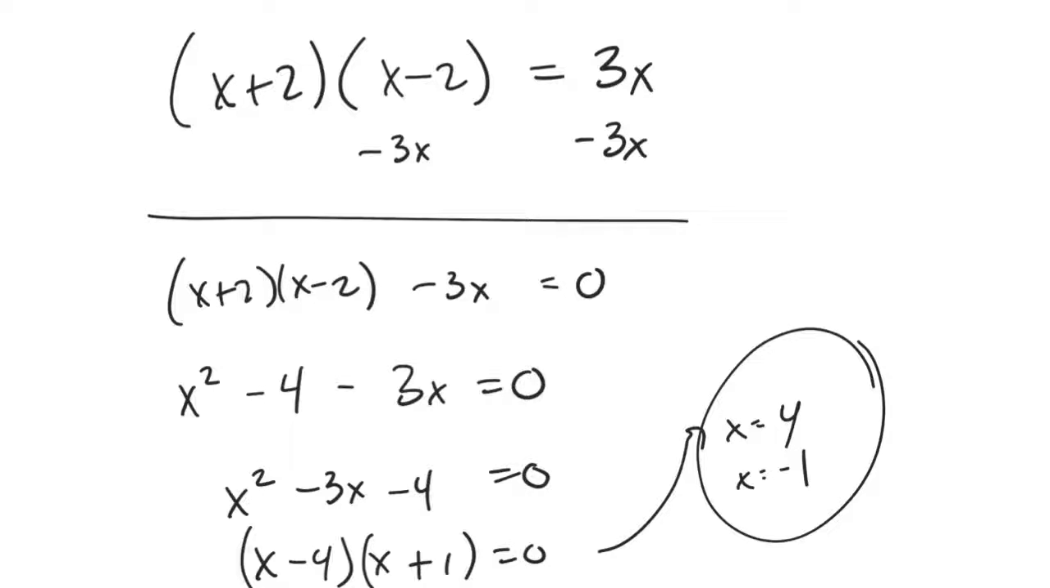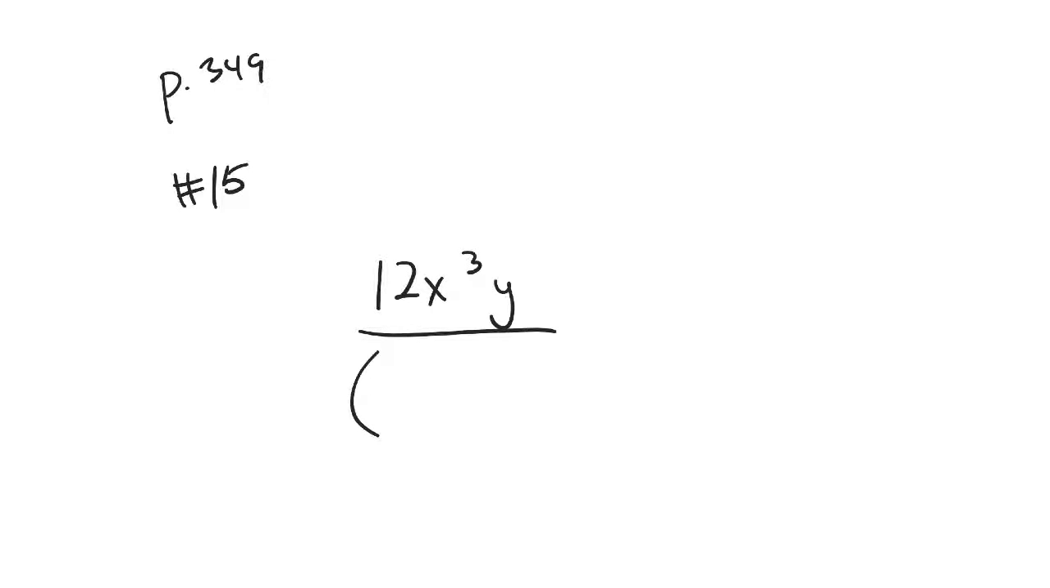Gus? Okay. Yep. On page 329 in the textbook, it is number 15. 12x cubed y over the quantity 4xy squared. That's it, and then that's squared. Good wording, Gus. Good wording. I was able to write exactly what you had.